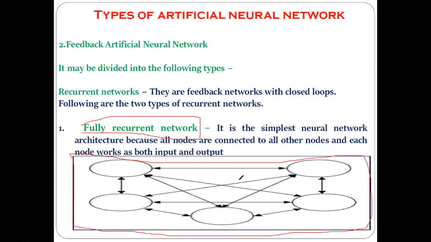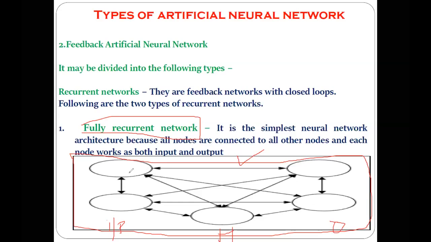If you compare it with our general model of the feedback ANN, what difference are you observing here? Which layer is this? The input layer. Then we have the hidden layer and the output layer. Compare it with our previous general model of feedback ANN. All nodes are connected to each other.